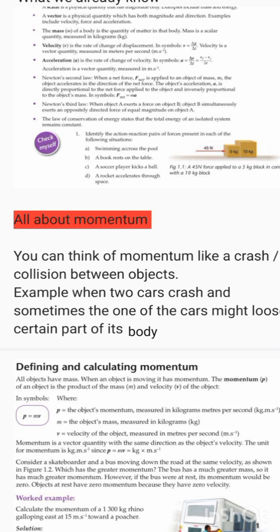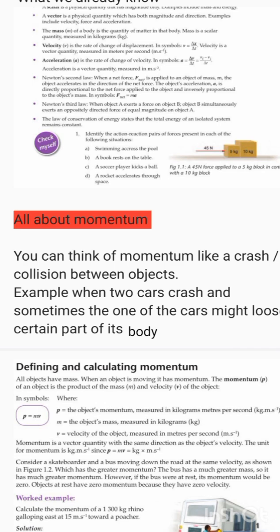Okay, and then another definition is velocity. Velocity is the rate of change in displacement. The rate of change in displacement is how the displacement changes. So the formula to calculate the velocity is change in displacement divided by change in time, or you can say the change in distance divided by the change in time. Velocity is a vector quantity measured in meters per second. It means velocity has both magnitude and direction.